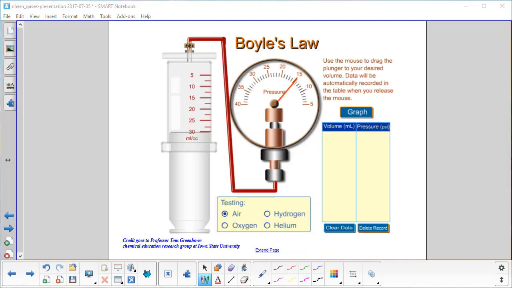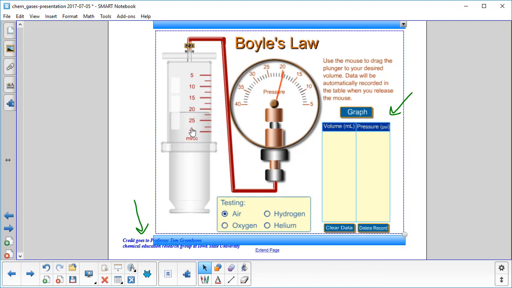Here's a little simulation you can do. And first, let's give credit to the person who came up with it. And that's right down there, Professor Tom Greenbow at Iowa State University. What you do is you use the mouse, or if you have a touchscreen, your finger or a pen, to drag the plunger to your desired volume. Data will be automatically recorded in the table over here when you release the mouse. Now this might not work with future versions of Adobe, but hopefully it works now.